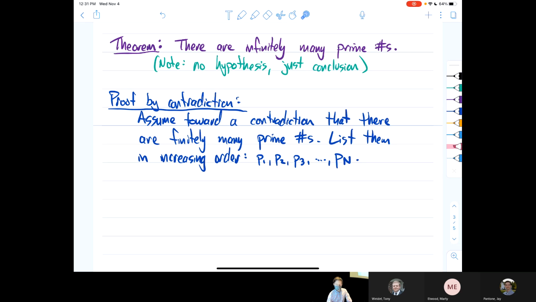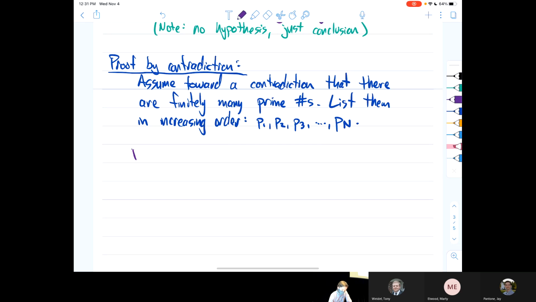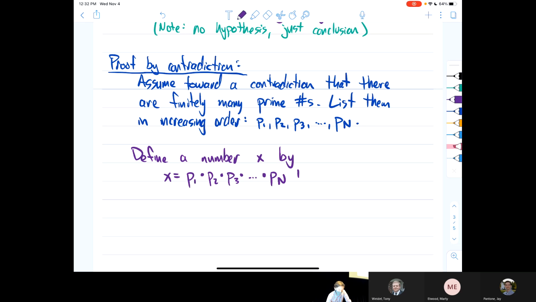So here's the trick. We're going to define a number. Define a number x by, we're going to take all of those prime numbers and multiply them together. So x is going to be p1 times p2 times p3 all the way up to pN, p capital N, plus 1. I'm going to multiply all of the prime numbers together and then add 1.